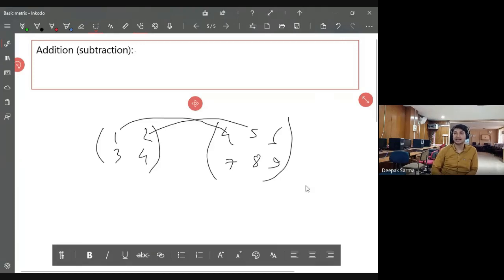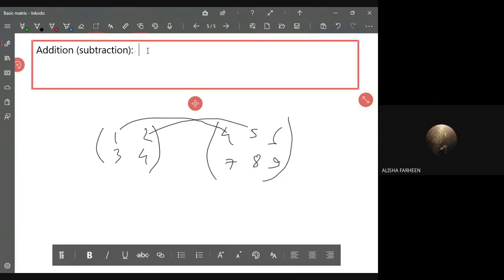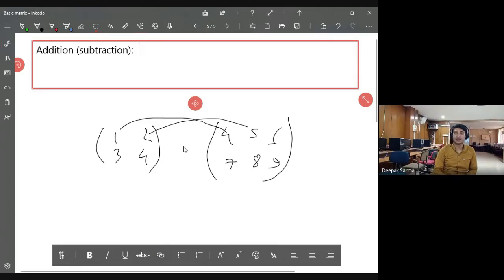Then how are we going to add them? Here, 1 with 4, 2 with 5. Suppose I don't have 6 and 9 in the second matrix. Then 1 with 4, 2 with 5, 3 with 7, and 4 with 8. That means the corresponding elements I am going to add. The order should be the same on both sides. Now here, in this particular case, if you want to define the addition, it is not defined. Okay? Let me write the definition.